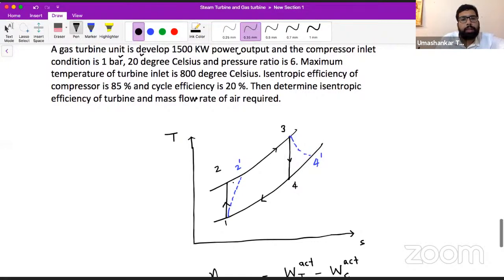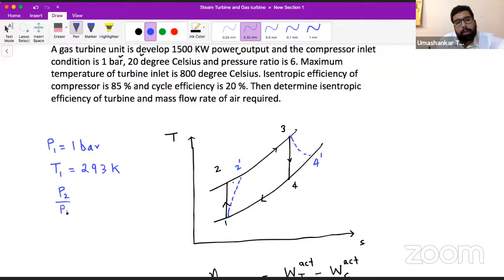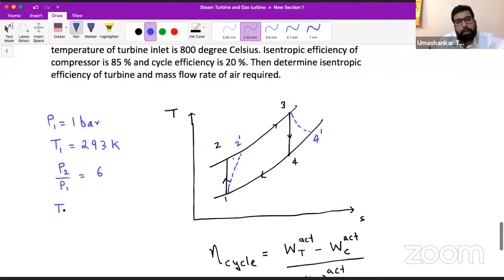Now this cycle efficiency is given to you. Let's see what we can easily find or what is given in the question. P1 is given as 1 bar. T1 is given as 293 Kelvin. The pressure ratio, P2 by P1, is given as 6. The maximum temperature at the turbine inlet is given as 800, so it is going to be 1073 Kelvin. Just change everything to Kelvin.